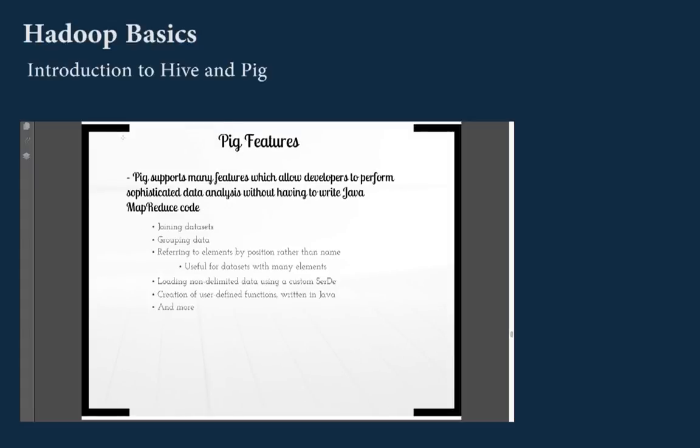Pig supports many features which allow developers to perform sophisticated data analysis without having to write Java MapReduce code. You can do things like joining data sets, grouping data sets, and loading delimited data also, and you are also free to write user-defined functions, just the way we wrote user-defined functions in Hive.